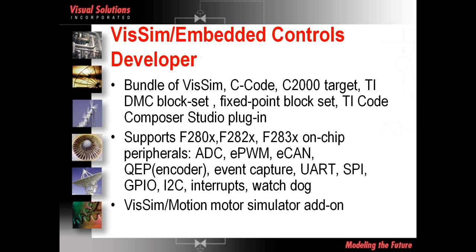VisSim Embedded Controls Developer supports the entire TI C2000 line, including the 28OX series, Piccolo, the F282 and F283 series, Delfino, and the 2808 and 2801, down to 2801 series. VisSim supports all the on-chip peripherals, including the ADC conversion unit and its variants, which do change between the Piccolo and the Delfino, the enhanced PWM unit, including the high-resolution picosecond edge positioning option, the enhanced CAN, controller area network module, the quadrature encoder pulse reader peripheral, event capture, the UART serial port engine, SPI, GPIO, I2C, general interrupts, and the watchdog.